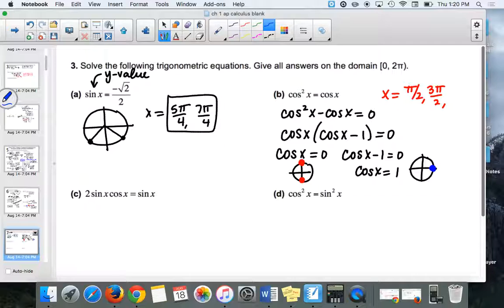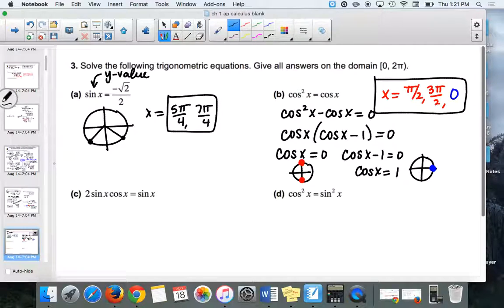2 pi and 0. Now I'm just writing 0. Why am I just writing 0? Look at your original. It says find all solutions on the domain 0 to 2 pi. Since it's a parenthesis, you don't actually need to include the solution of 2 pi. Do you get it? Because it's not on the domain. All right, so those are our answers then. So pi over 2, 3 pi over 2, and also 0.